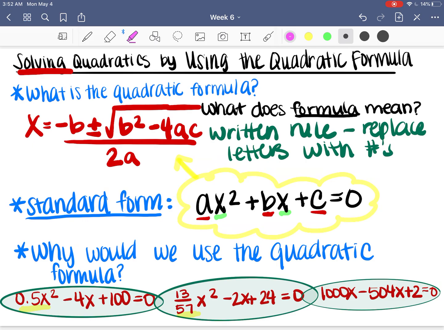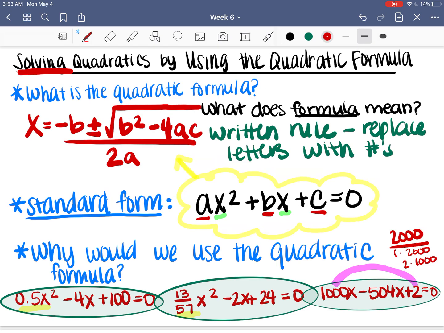It is also helpful whenever you're given a really large number. So here, if we were trying to factor it by hand, you will multiply your first and your last number, right? Your a and your c. 1,000 times 2 gives me 2,000. So the first step in factoring is to figure out what are the factors of 2,000. So this would keep going forever. You would get so many factors. We probably don't want to do this by hand. So an easy way to solve this is by using your quadratic formula.